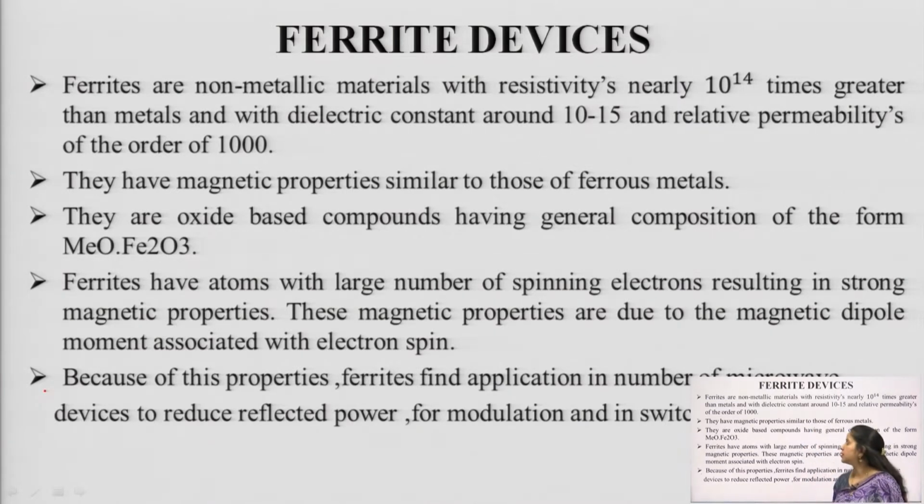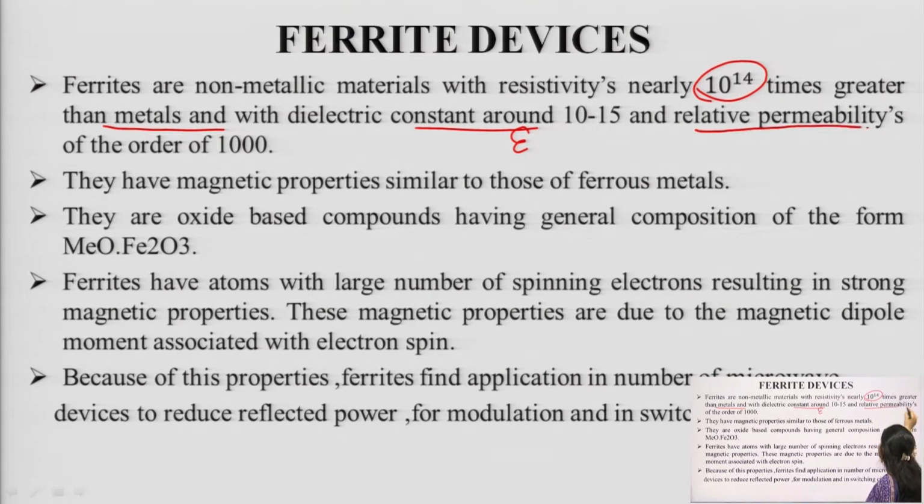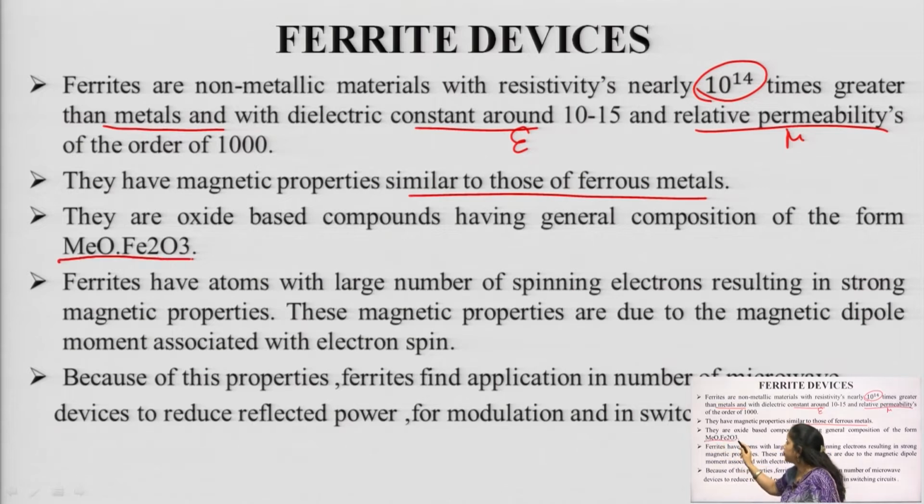The ferrites are basically non-metallic materials with resistivity nearly 10 to the power 14 times greater than the metals, and the dielectric constant, given by epsilon, is between 10 and 15, and the relative permeability is of the order of 1000. They have a magnetic property similar to the ferrous material. They are oxide-based components having a general composition of the form MO Fe2O3.